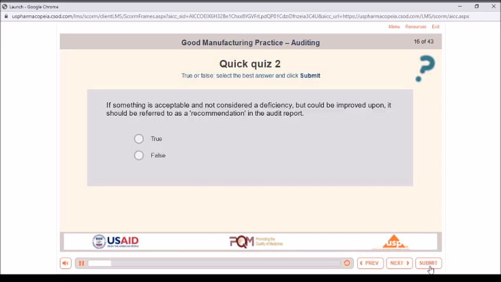Quick Quiz 2. True or false? Select the best answer and click Submit. If something is acceptable and not considered a deficiency, but could be improved upon, it should be referred to as a recommendation in the audit report. True. False.